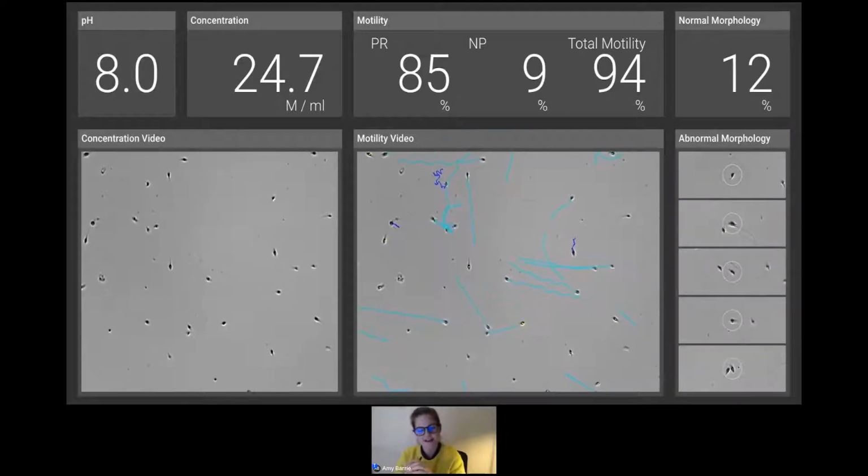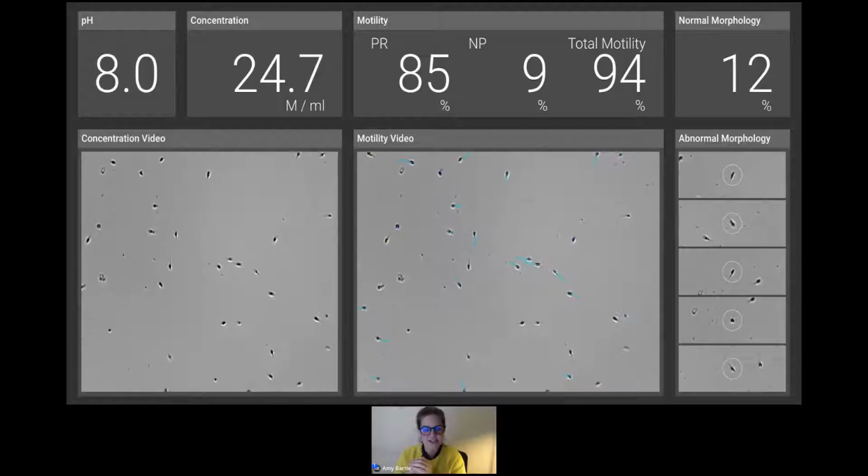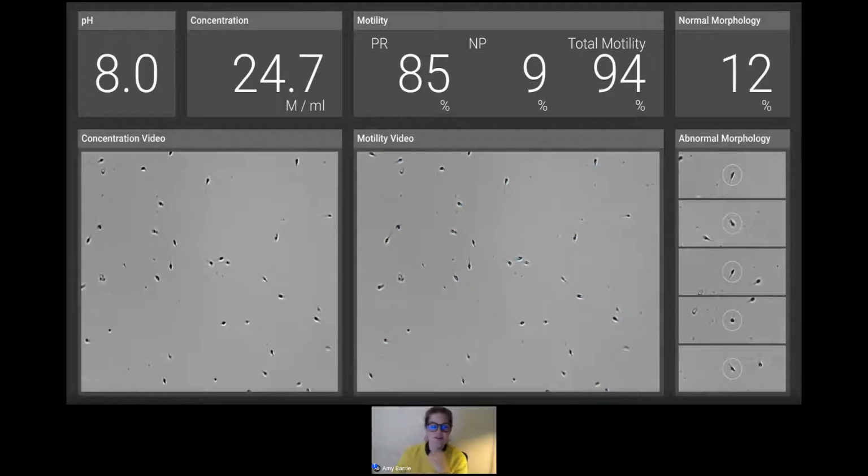And then on the far right hand side, we get some information about the way that the sperm looks. So is the sperm moving in the right direction? Is it moving as fast as we need it to? And does it look good?